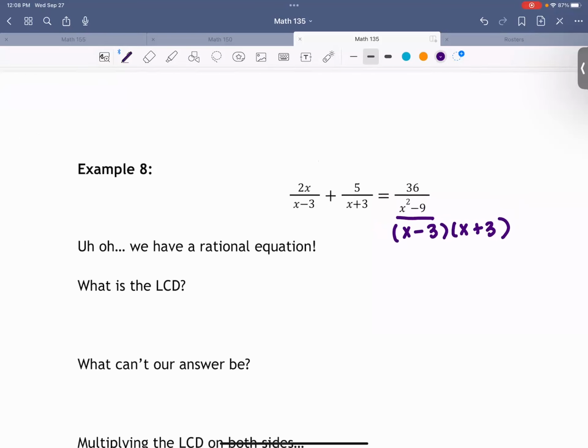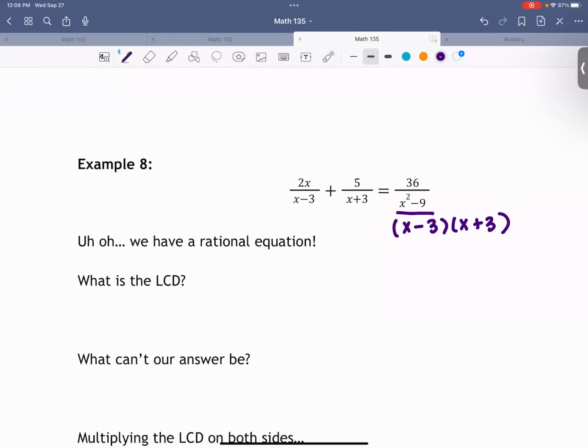Taking a look at the denominators, what do you think should go in the LCD? Perfect. X minus 3, x plus 3. Now I wrote them again on the right-hand side. Do I have to write x minus 3 again? No, right? I already wrote it down, accounted for it once.